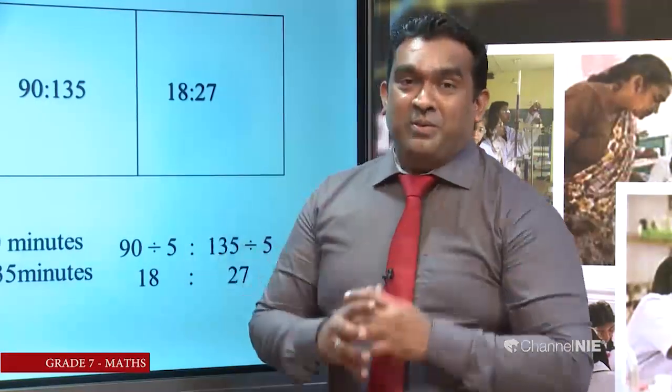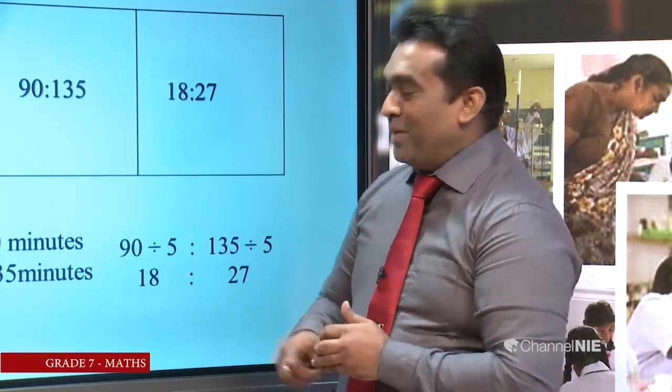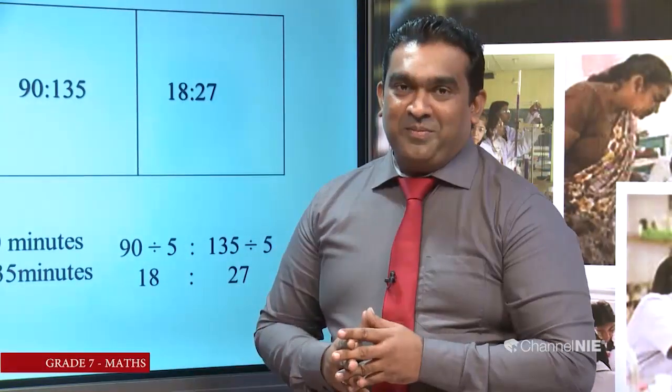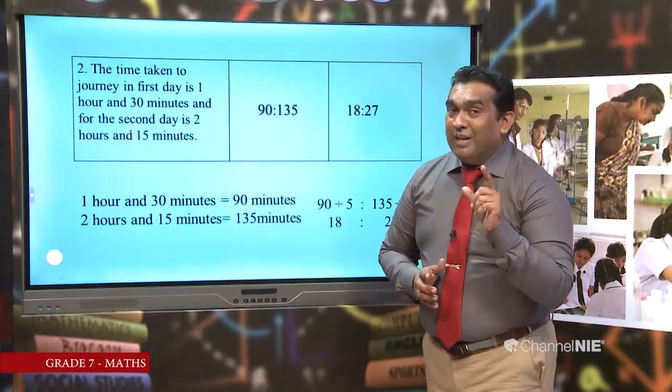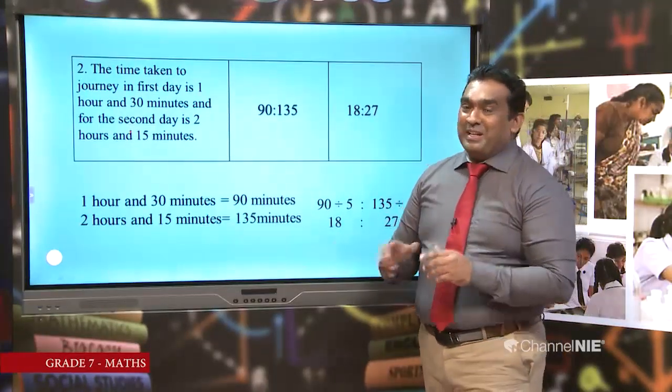It is very, very easy if you use 9. How many 9's in 18? 2. How many 9's in 27? 3. This is 2 to 3. There are very, very easy methods. You have to find them.